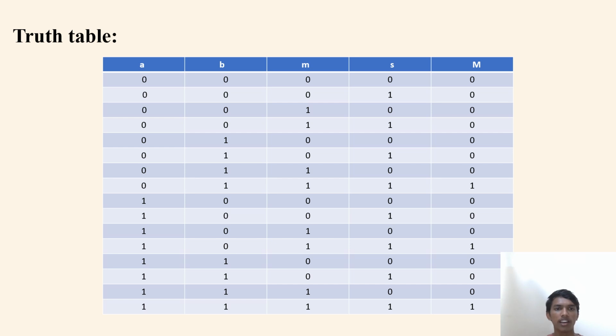Input A has the values of eight 0s and eight 1s, and input B alternates in groups of four. Then come the inputs M and S, and the output capital M. When we put the input values of A, B, M and S as 0 0 0 0, we get a 0 value. In the same way, we should put in the values for the other inputs as given in the truth table.